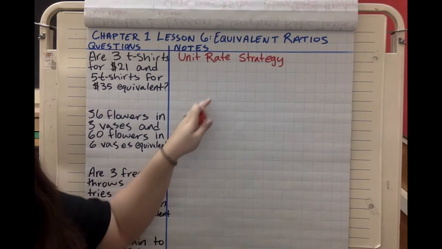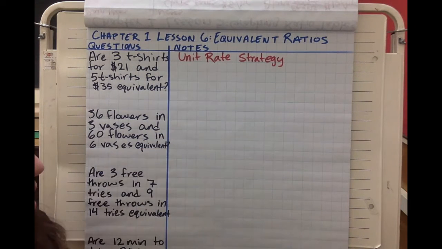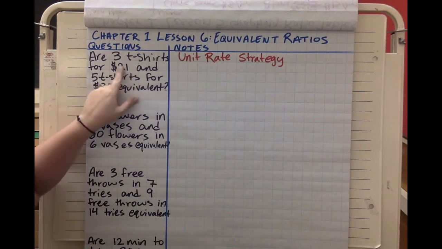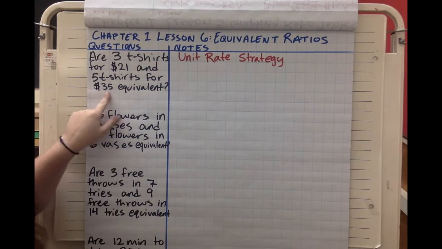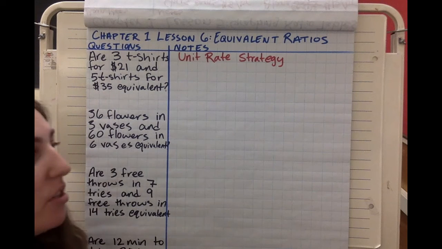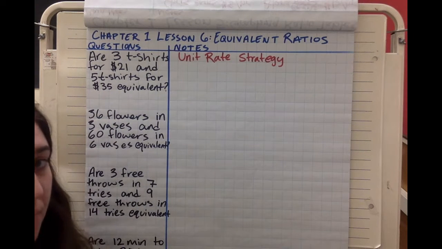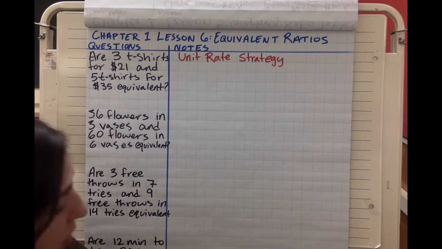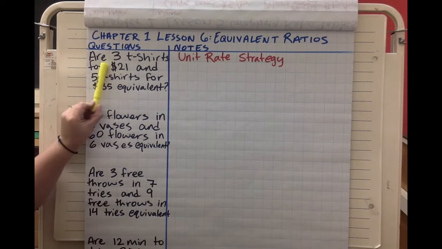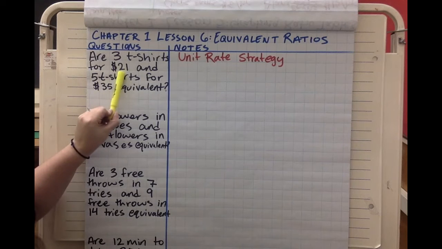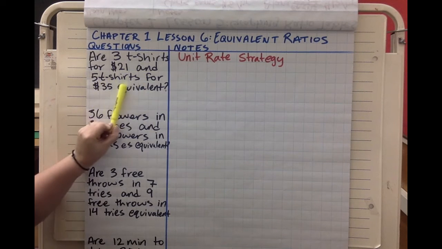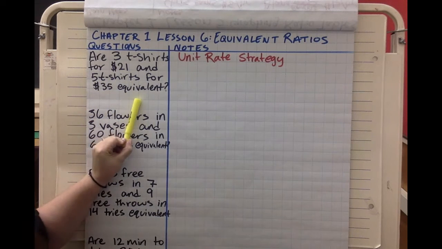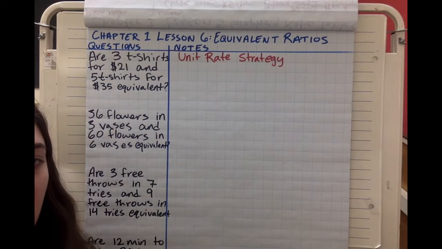Okay, so once again, this is the unit rate strategy. We're going to change our rates, the rates that they give us, into unit rates. And we're going to determine if they are the same. All right, so are 3 t-shirts for $21 and 5 t-shirts for $35 equivalent? Okay, so we have to determine that.